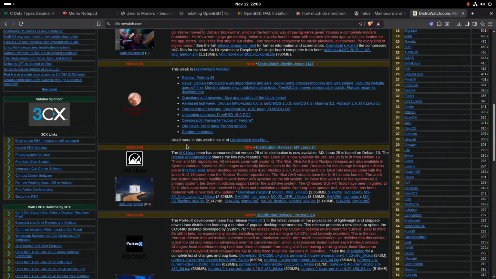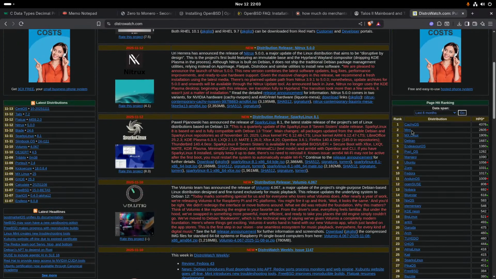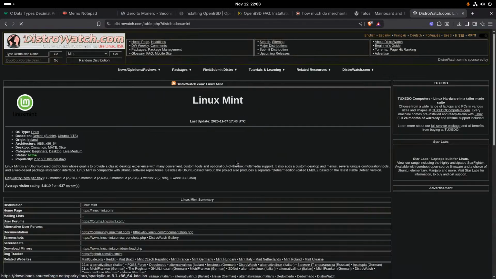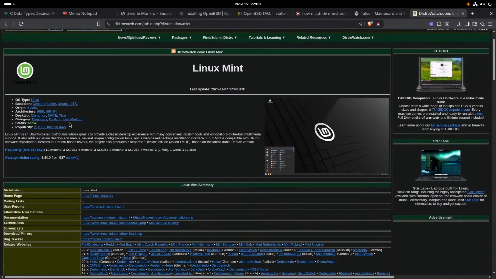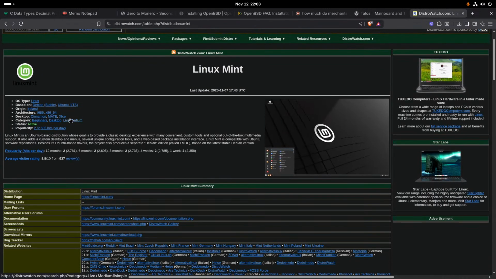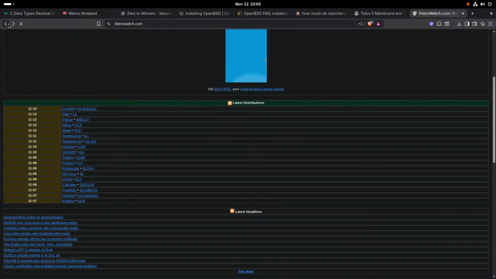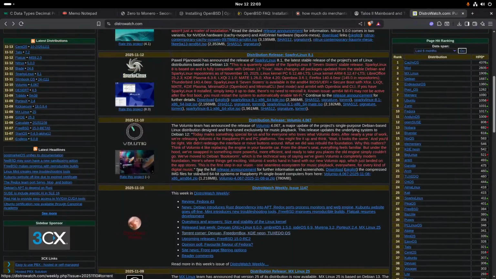First off, here's a perfect example. I don't know why Linux Mint was #1 for the longest time. I still don't get it. Linux Mint looks like dog shit to me. People are like, but it's like Windows, and I'm like, Windows sucks. I hate Windows. Why would I want to relive that?